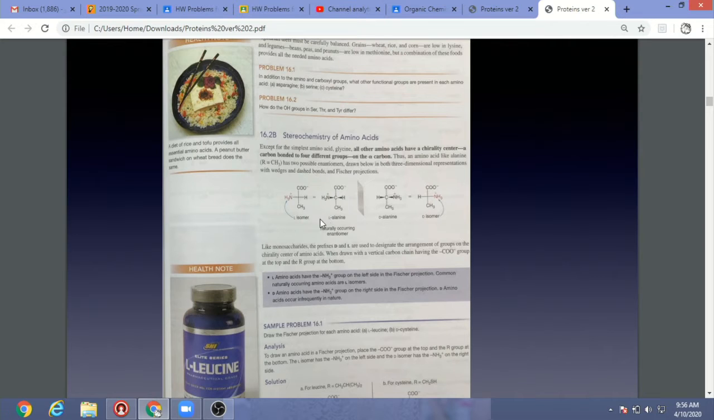But one thing you can do is write these Fisher projections, like we did for the sugars, the monosaccharides. You can lay them out so that you have the carboxylic acid at the top and the side chain at the bottom. For alanine it's just a methyl group, but whatever your side chain is, it goes on the bottom. If the amino group's on the left, it's an L isomer. If the amino group is on the right, it's a D isomer.